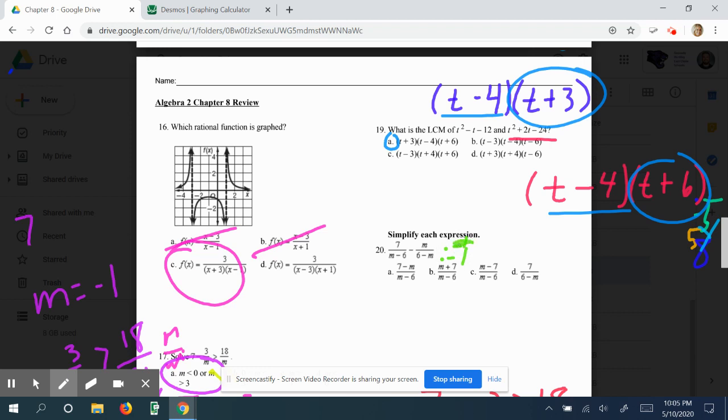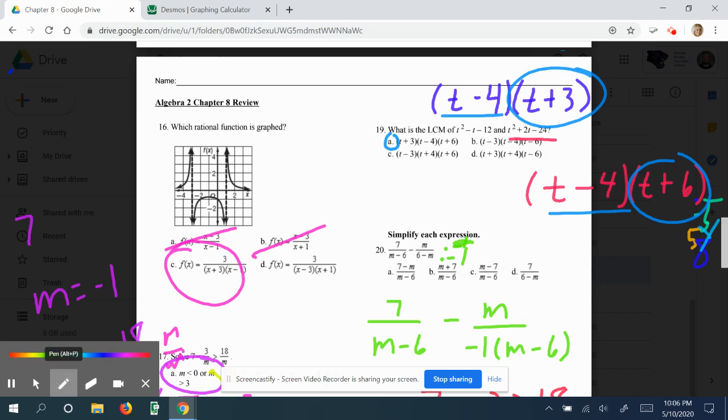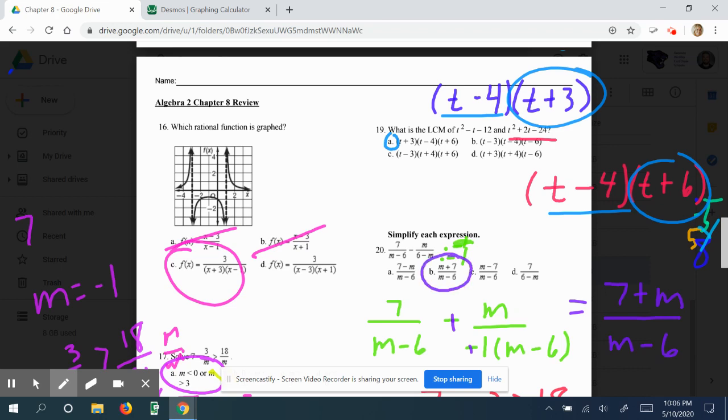And so what ends up happening is I get 7 over m minus 6, and then I get minus m over negative 1 times m minus 6. And so you'll see that this negative and this minus a negative actually becomes adding. And so I end up getting m plus 7 on top and m minus 6 on bottom. And they actually switched the order in their answer, but the correct answer then would be B, m plus 7 over m minus 6.